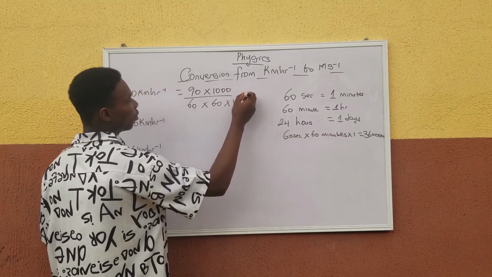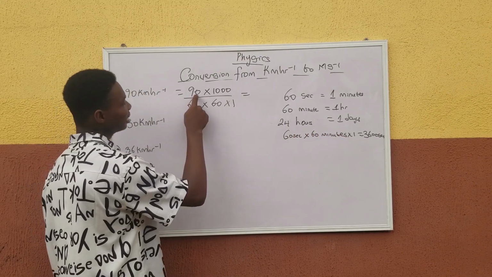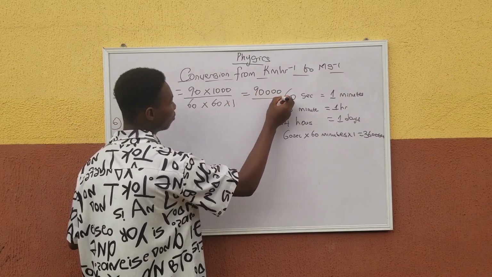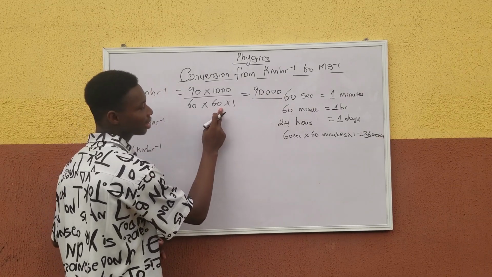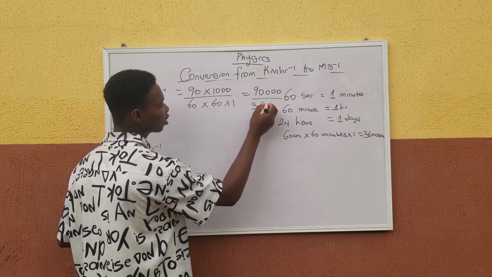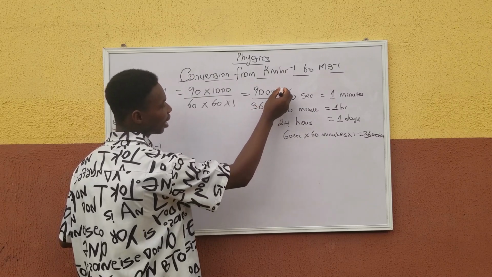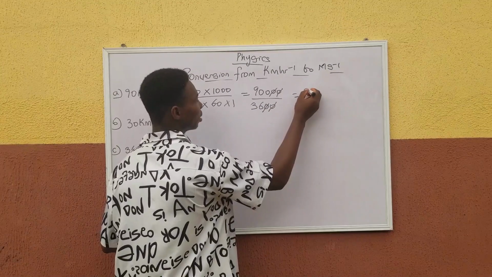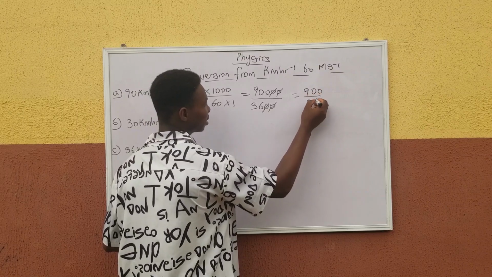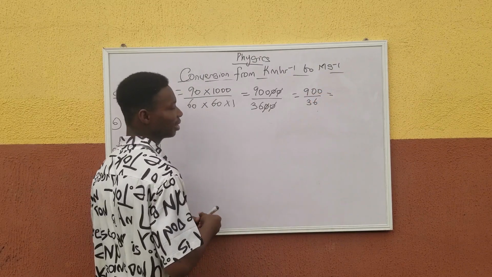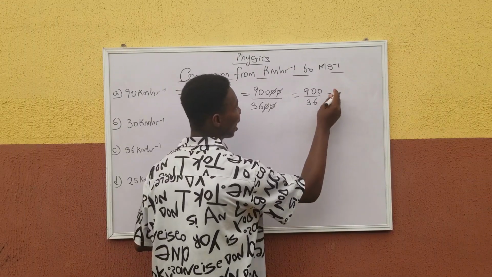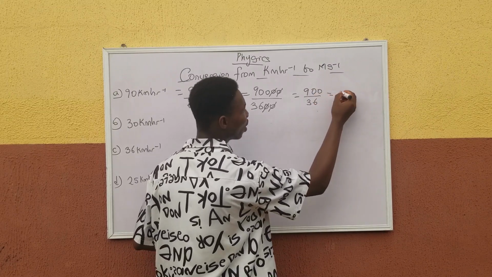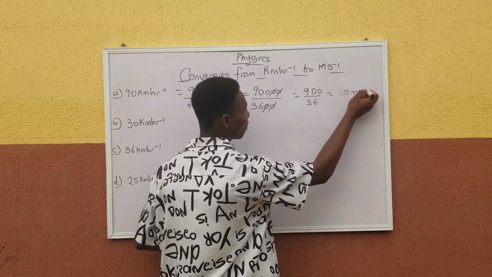So from here we can say that 90 times 1000 is the same thing as 90,000 all over 60 times 60 times 1, which is the same thing as 3,600. You have 0 here, cancel 0 here, 0 here, cancel 0 here. So from there, we are left with 900 all over 36. From here, look for a number that can divide 900 and 36. So we say 900 divided by 36. We have it as 25 meter per second.